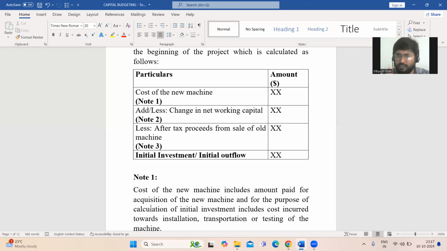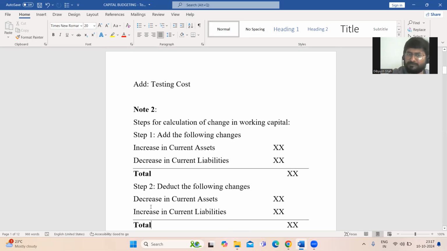So cost of the new machine, four components: purchase price, yes; installation cost, yes; freight inwards, yes; any testing cost, yes. Changes in working capital, two components: if any increase in current assets, it's a plus; if any decrease in current liability, it's also a plus. Your investment in working capital is going up. On the other hand, if there is any increase in current liability, minus; if there is any decrease in current assets, minus. Then you should deduct step 2 from step 1 here.